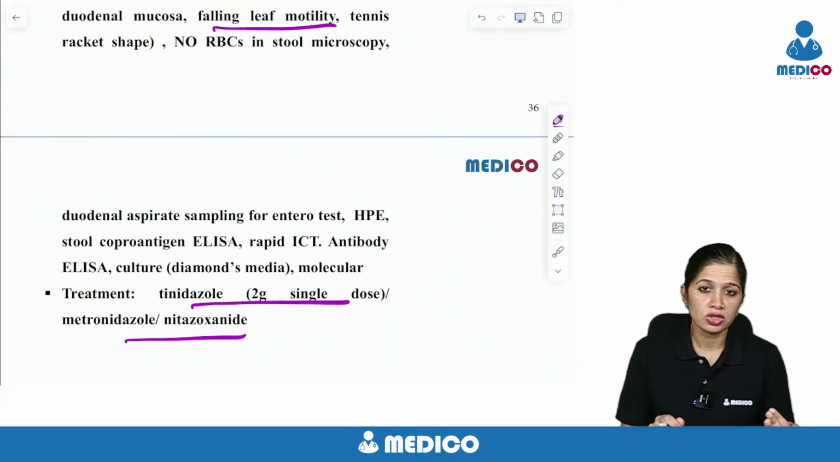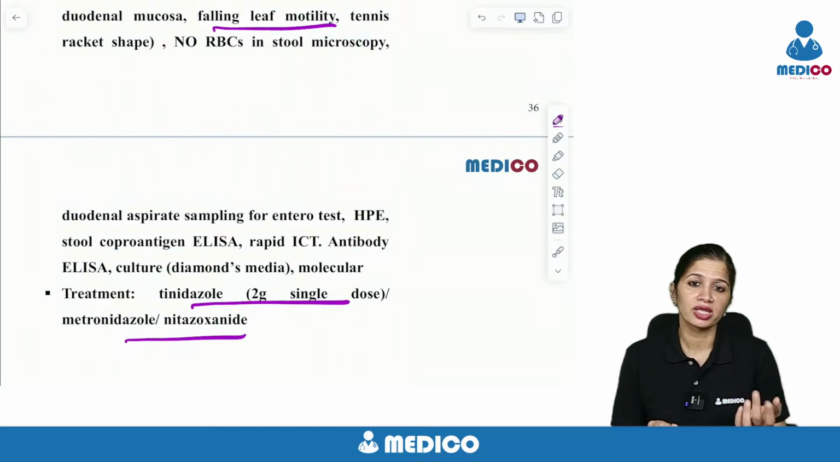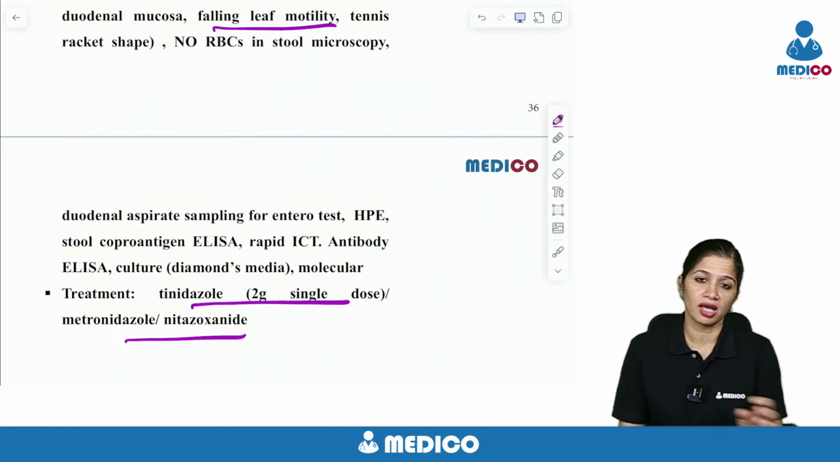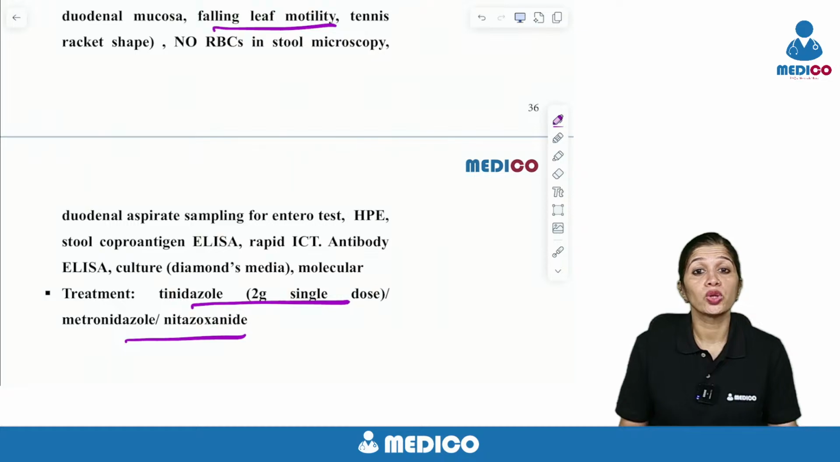If you choose tinidazole, you could be more right in a certain way, in that only a single dose is required. It's easier to give. Metronidazole has to be given over a few days. But other than that, there is no definitive advantage or pointer that says that one is better than the other. That is the reason why I think both the options are correct.